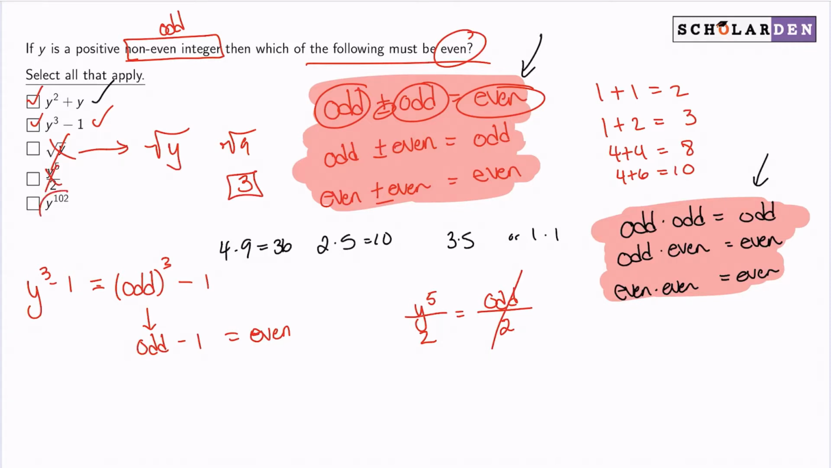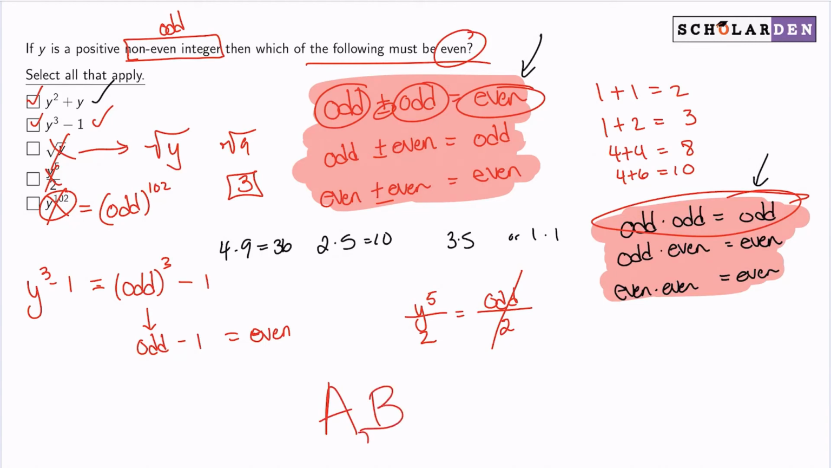And then y to the power of 102, this is like saying an odd number to the power of 102. And again, that's like multiplying an odd number by itself 102 times. But no matter what, odd numbers multiplied by odd numbers will always result in odd numbers, not even. And so that's why A and B are the correct answer choices to this problem.